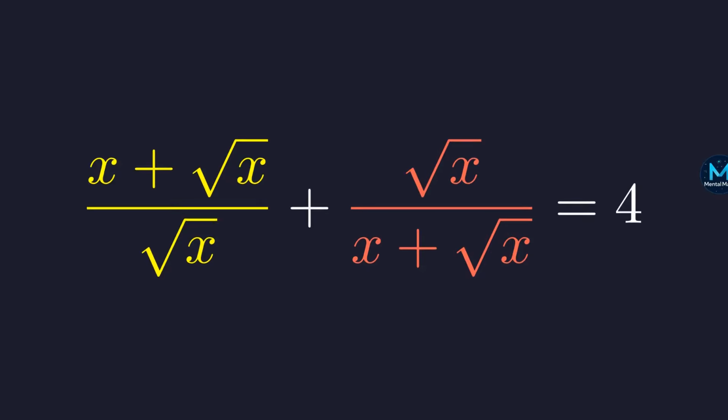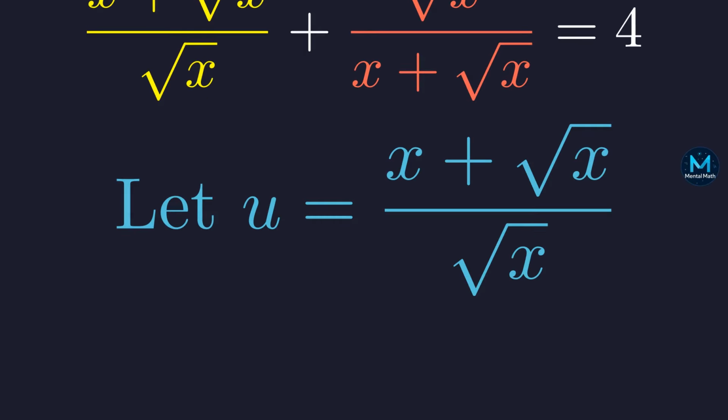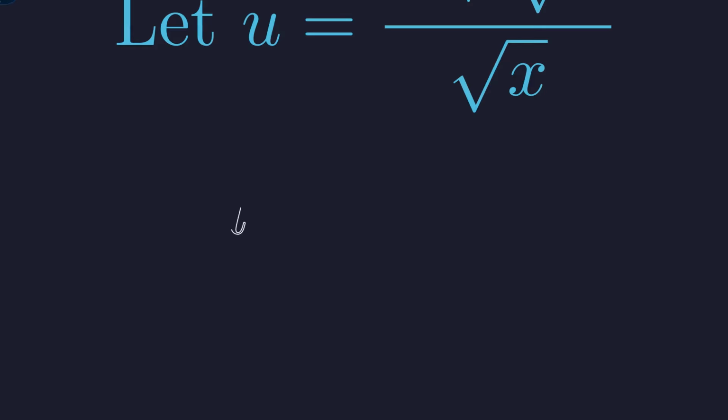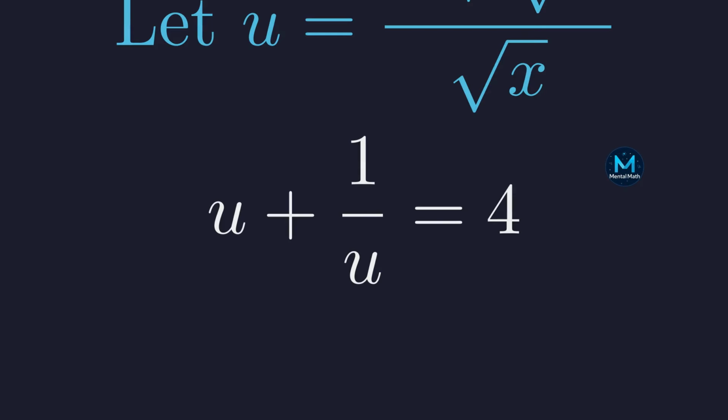That's the key. Let's define a new variable, u, as this first term in the expression. With this substitution, watch what happens to our equation. The original complex equation collapses into this much simpler form. u plus 1 over u equals 4. This is far more manageable.